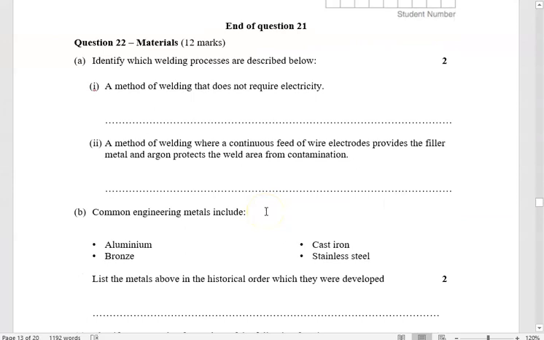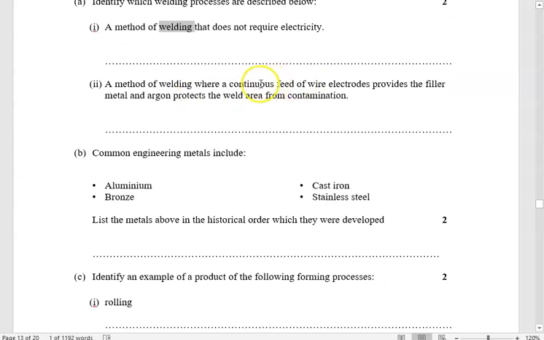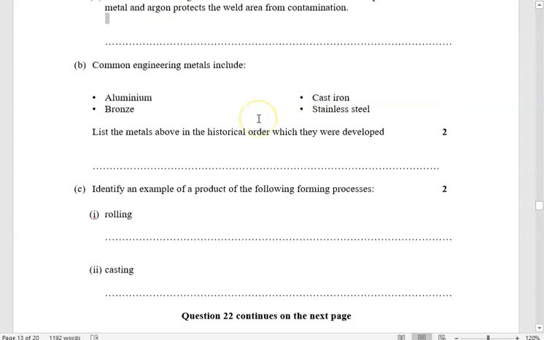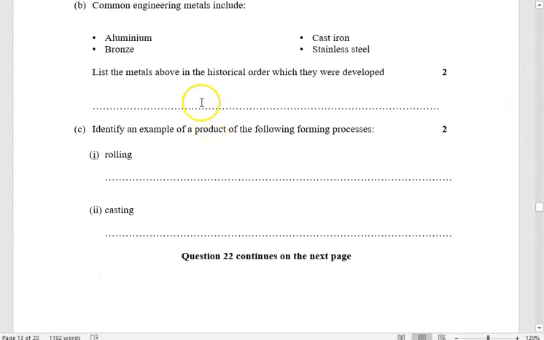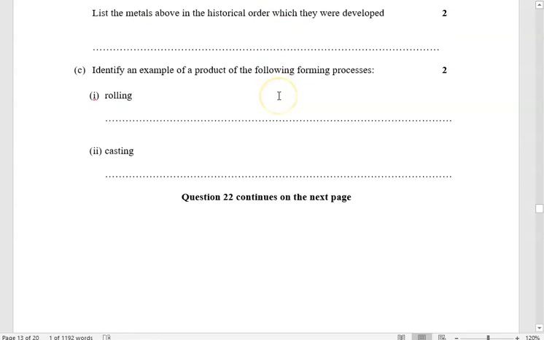We can then move on to identify. So oxy welding doesn't require electricity. MIG, or metal inert gas, uses a continuous feed of wire that an argon gas protects the weld. In historical order, we have bronze, then cast iron, then aluminium, then stainless.